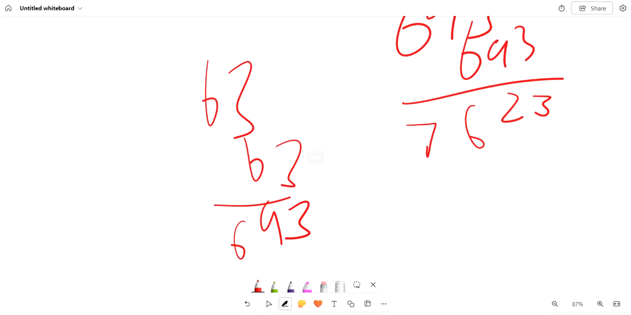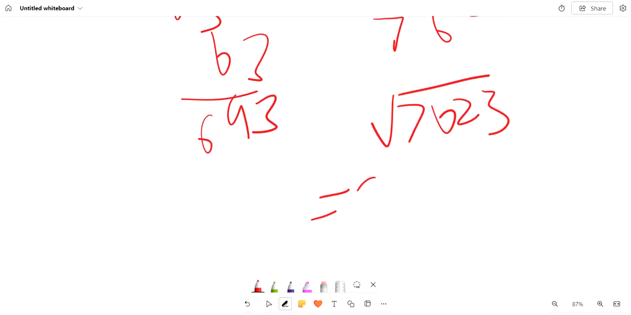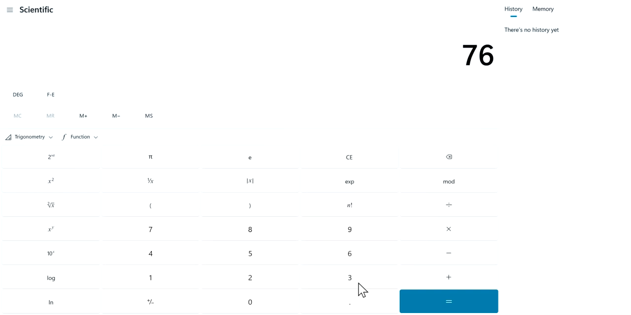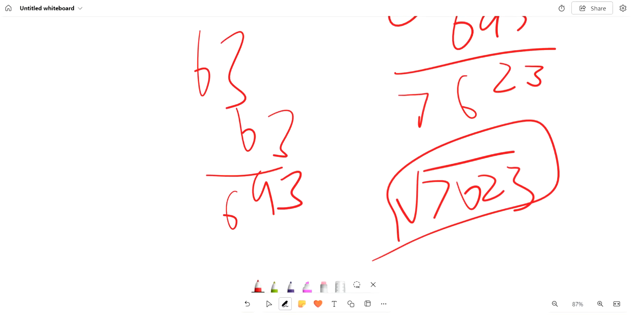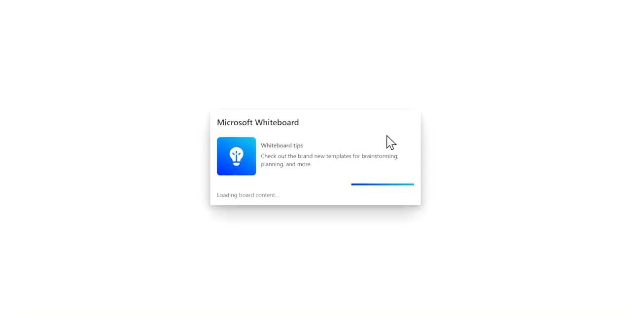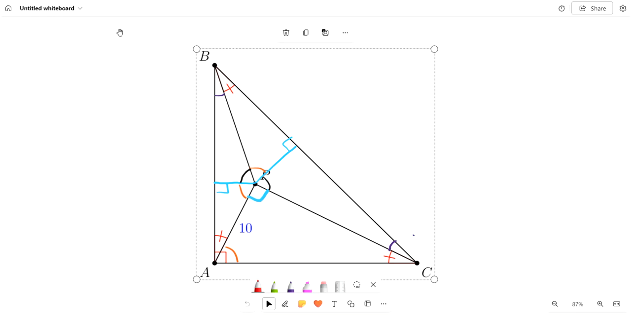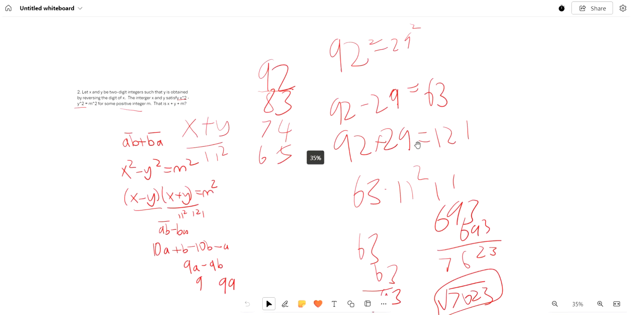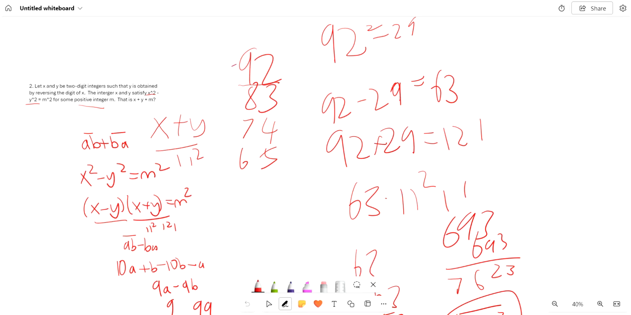And we can take the square root of this. If we take the square root of this, it does not equal a positive integer, I think. So if we check with the calculator, the square root of 7623 does not check out. So we can see that we cannot have 92.